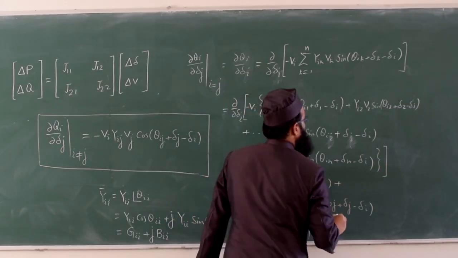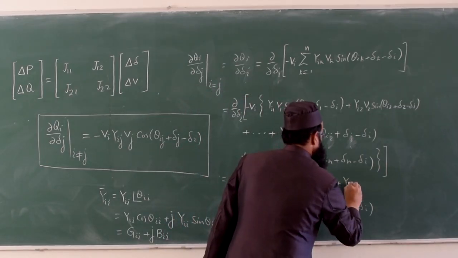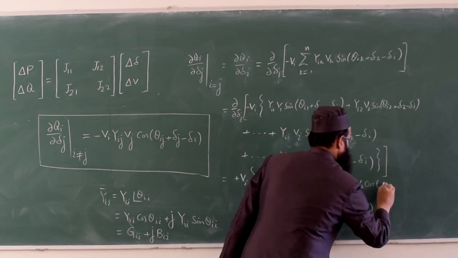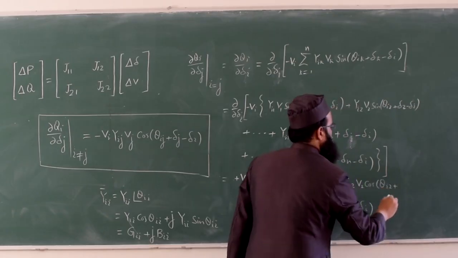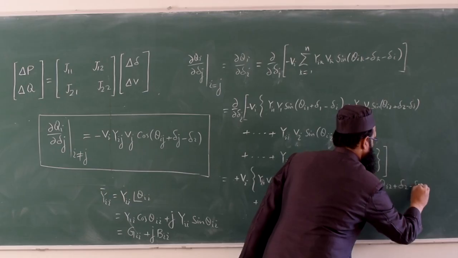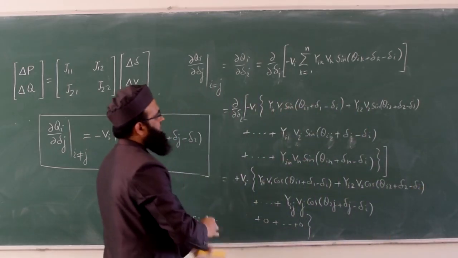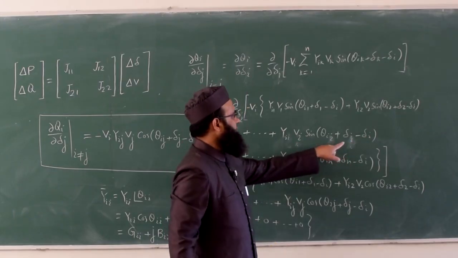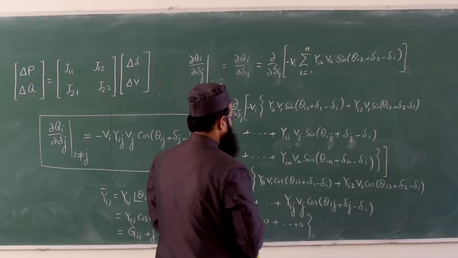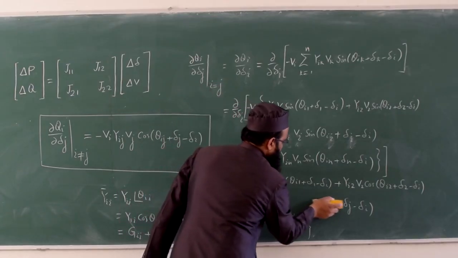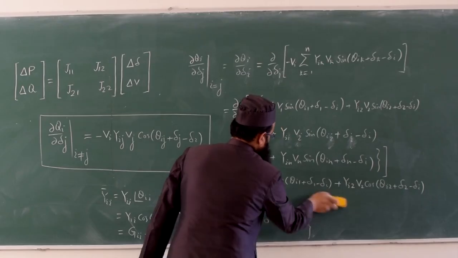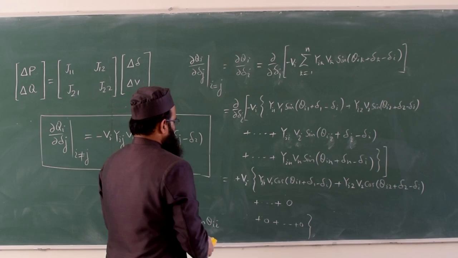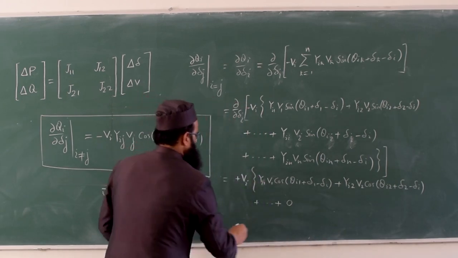So, the second term will be equal to Yi2 V2 cosine of theta I2 plus delta 2 minus delta I. Similarly, we can write the third and fourth terms. What about the ith term? The ith term is independent of delta I, hence that will be equal to 0. So, write here at the corresponding places: for this place write 0, and the other terms are non-zero.